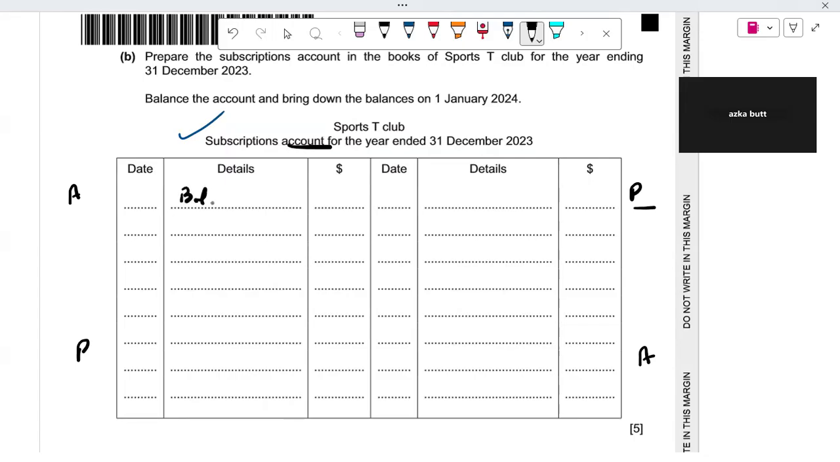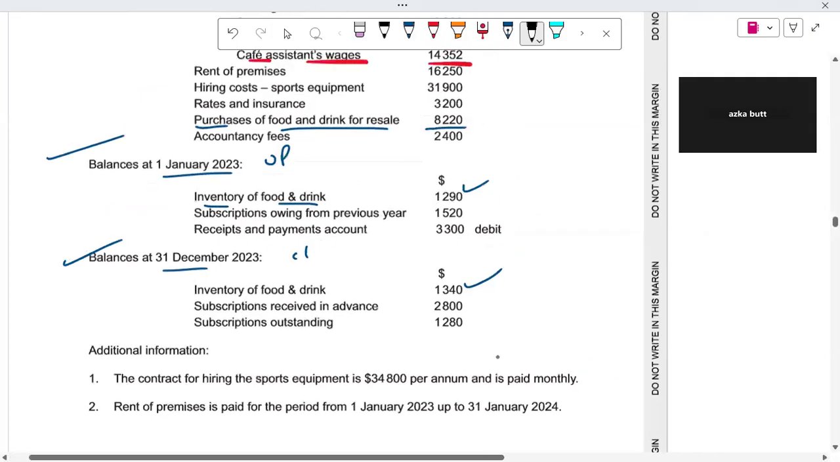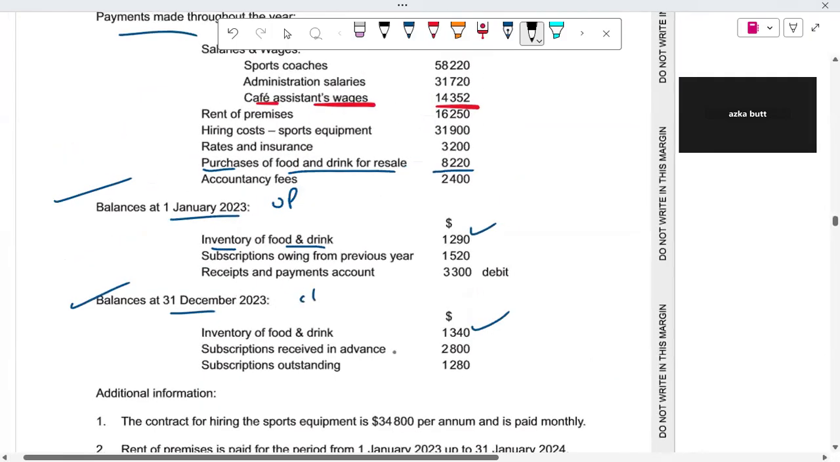Balance BD, closing balance. Okay. So as you can see, we have the subscription owing from the previous year, which is 1520. So this is owing subscription. It means that this is accrued income.